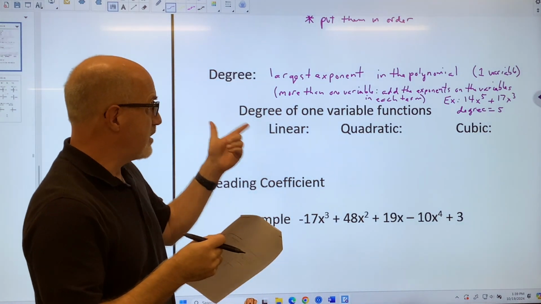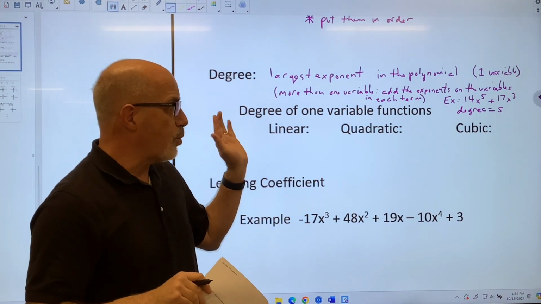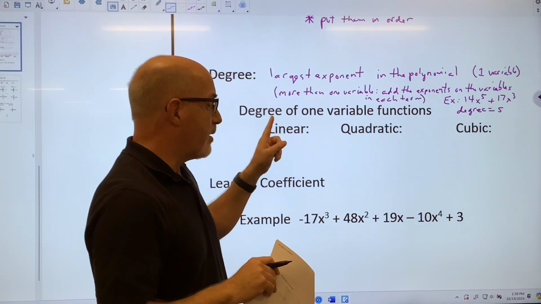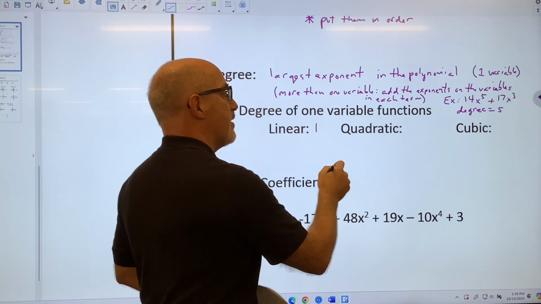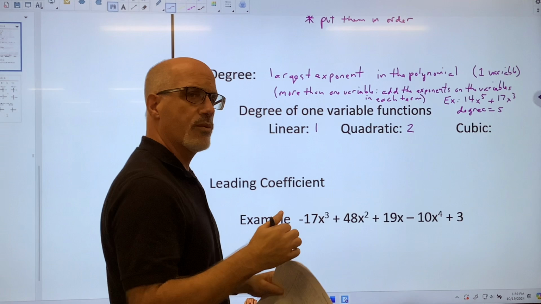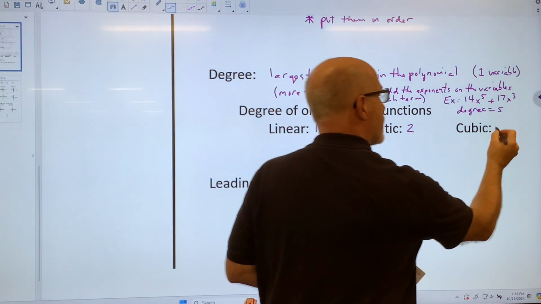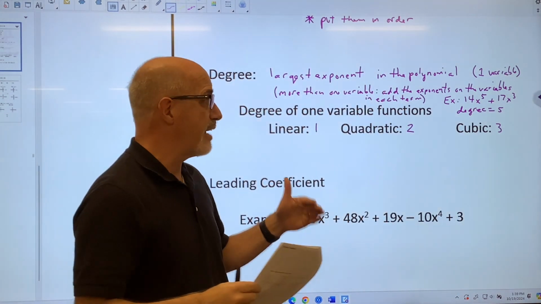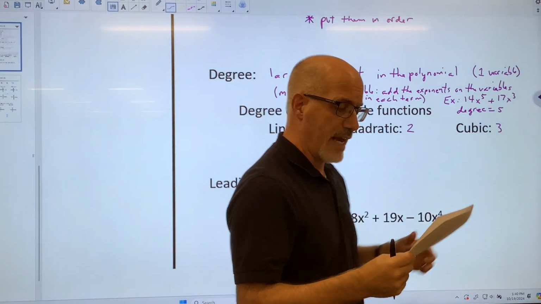All right, now let's classify according to the degree. If it's just one variable, like this here, a degree of 1 is called linear. A degree of 2, which we did a lot last chapter, is quadratic. We had x squareds in the problem. Cubics are a degree of 3. If it's above a cubic, we tend to just say, for instance, a 5th degree polynomial.